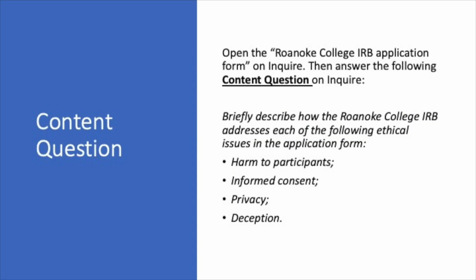So now I want you to actually open the Roanoke College IRB application form. I have added this to Inquire so you can, just like for a video question, open it and review it. Once you have perused the IRB application form, I want you to answer the following content question on Inquire. Briefly describe how the Roanoke College IRB addresses each of the following ethical issues in the application form. So identify where these are addressed, how they're addressed. Harm to participants, informed consent, privacy, and deception.